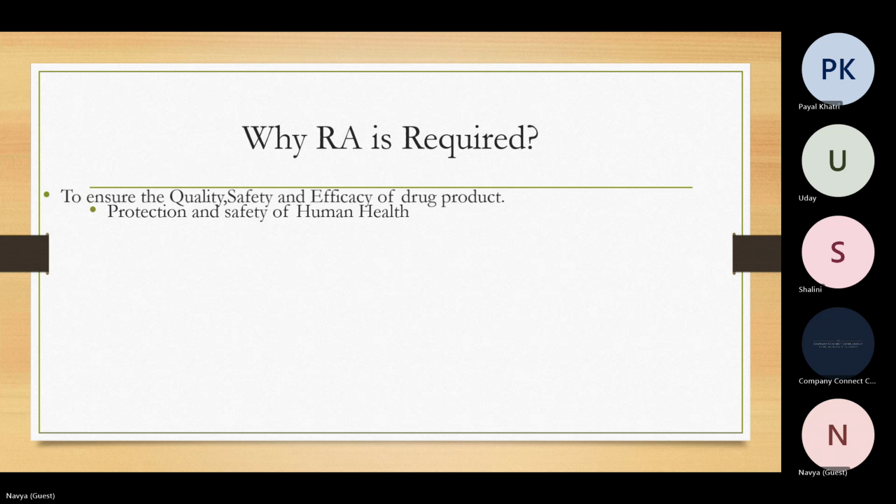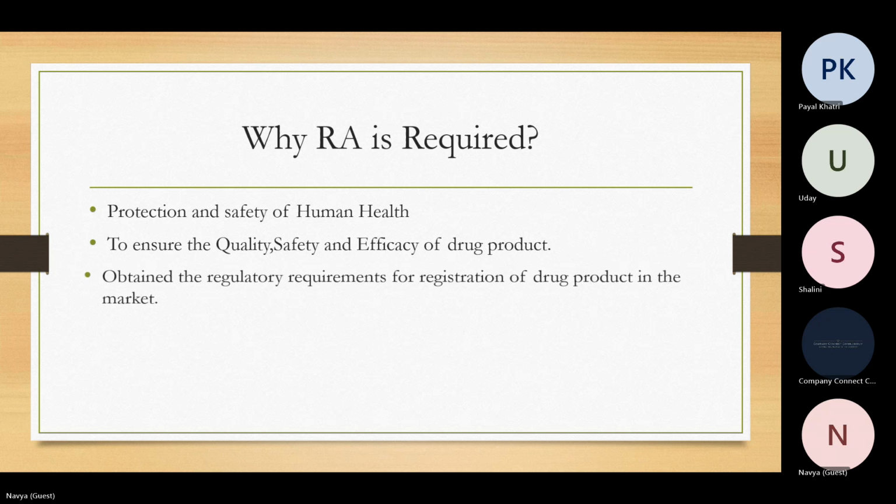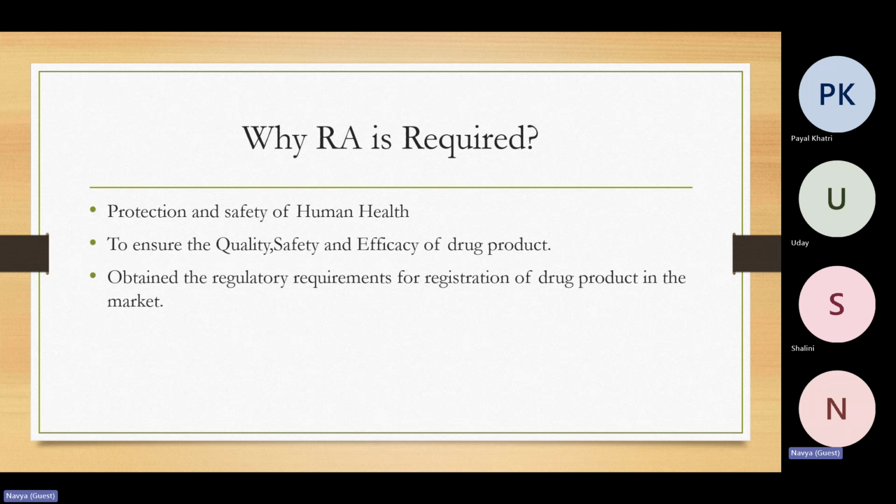Second is to ensure the quality, safety and efficacy of the product. Whatever product is manufactured by a particular pharmaceutical company should have that much quality, and it should be safe and efficacious. Next, obtain the regulatory requirements for registration of a drug product in the market. So we should be well versed with the guidelines, which are the requirements for registering a particular product in different markets like US, Europe, international markets, etc.